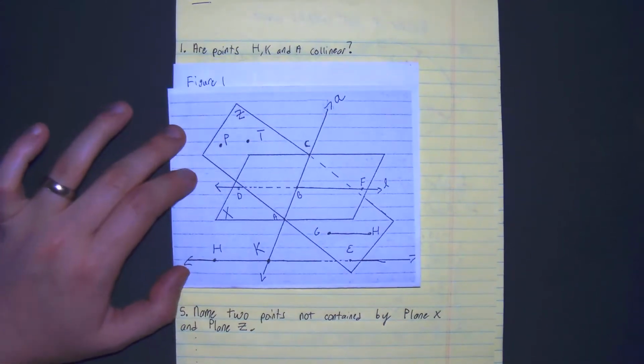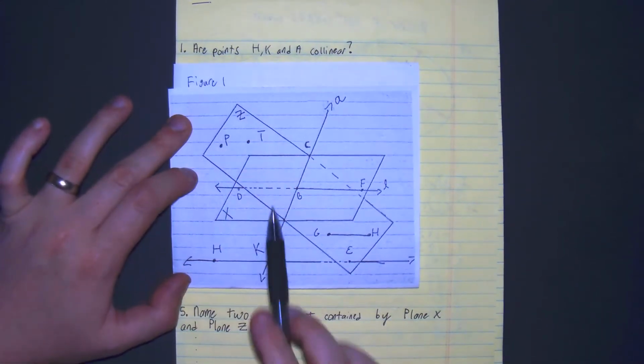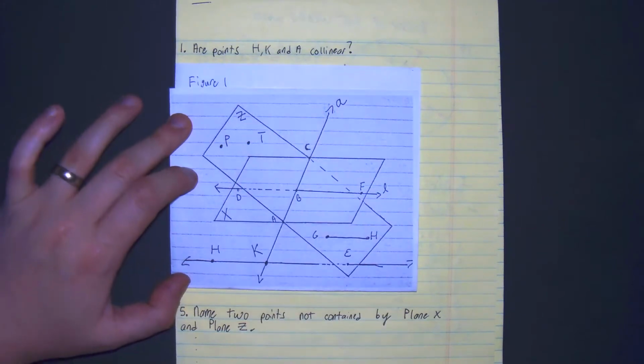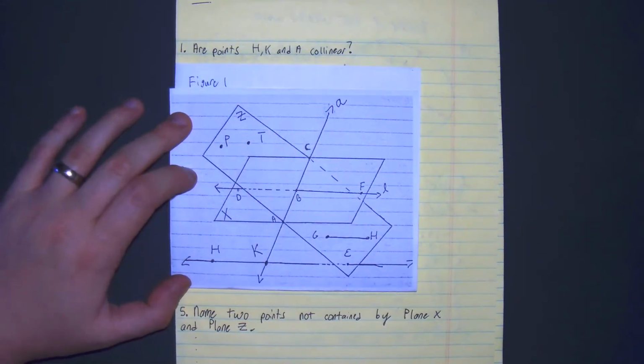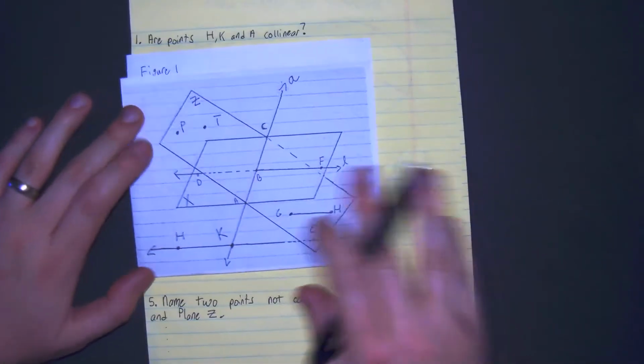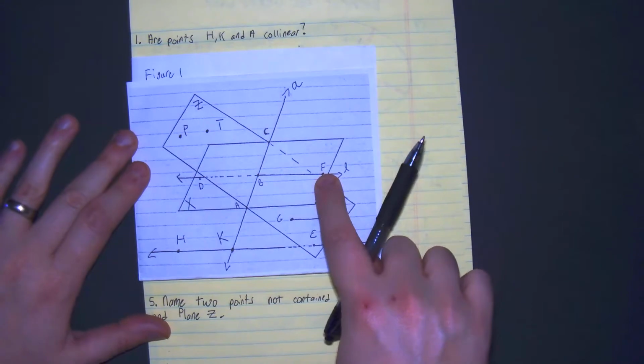All right, we're going to be using this figure 1 to answer all these questions that we have, to make sure that we have an understanding of the different ways to see and also write out using the correct notation. All right, so we're going to be using this figure 1 right here.